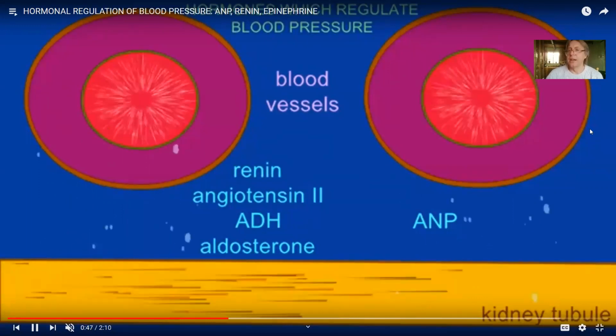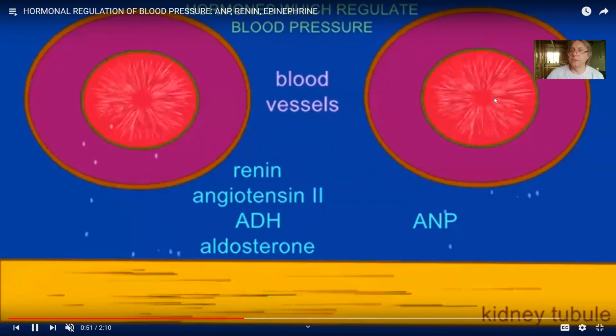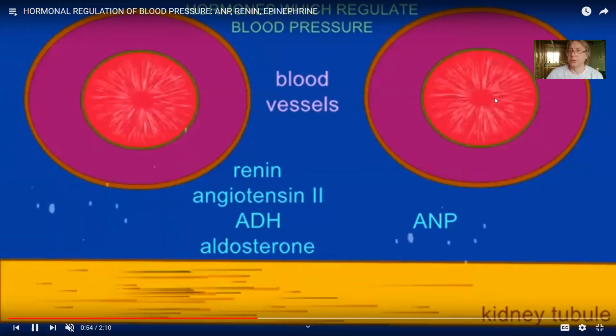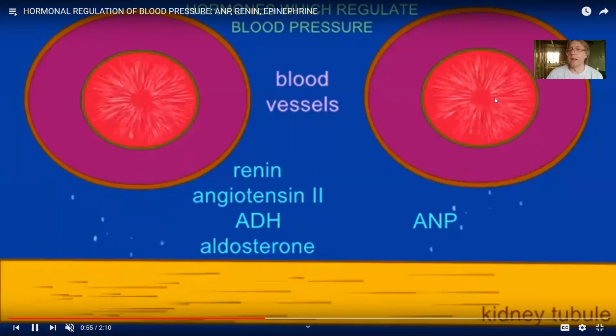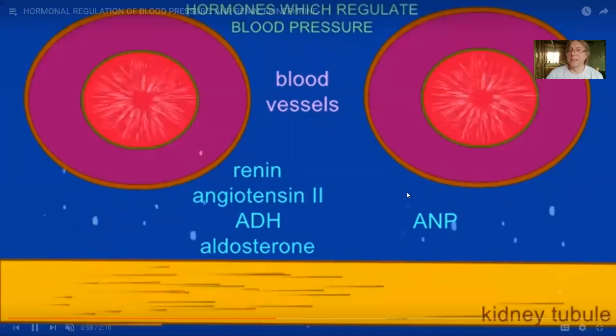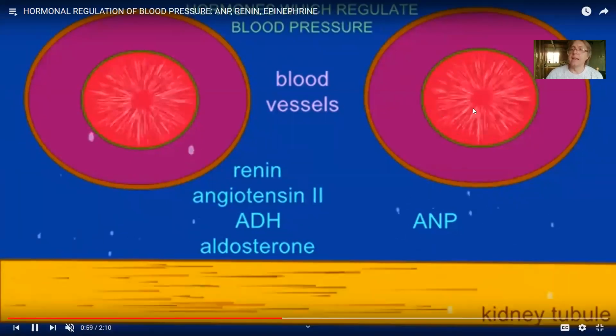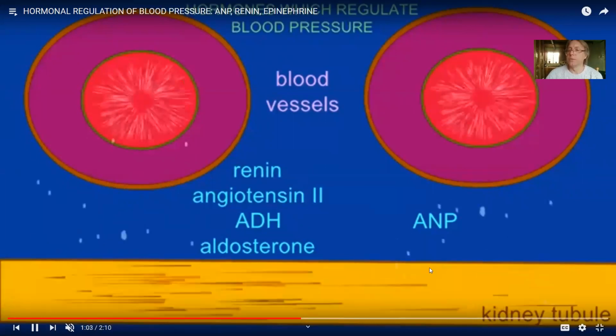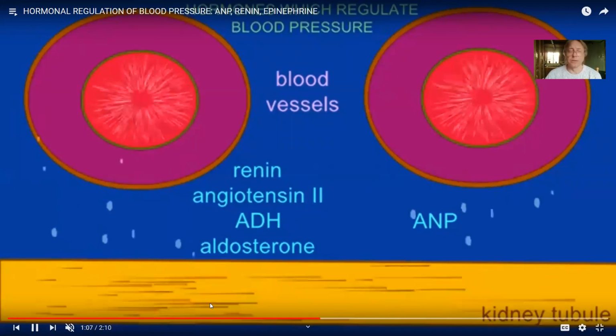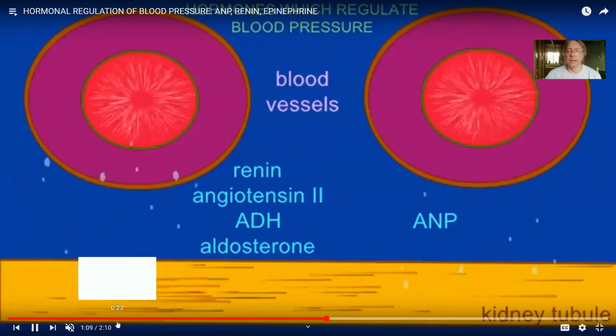In contrast, if we drink too much water, then the heart measures that there's too much pressure because there's too much blood. The heart then releases a hormone known as ANP, and ANP will cause more fluid to be released from kidney tubules, which will decrease the amount in blood plasma.